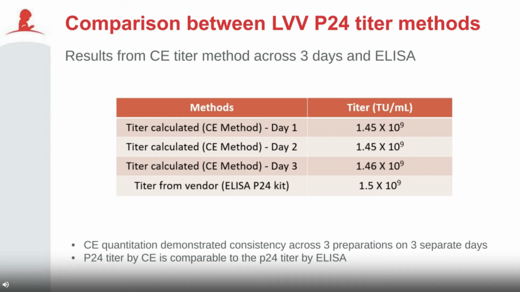The numbers are consistent with the values obtained from the vendor as well, where the vendor obtained their TU data by using the ELISA assay. So this is basically a comparable method to the ELISA method that they used.